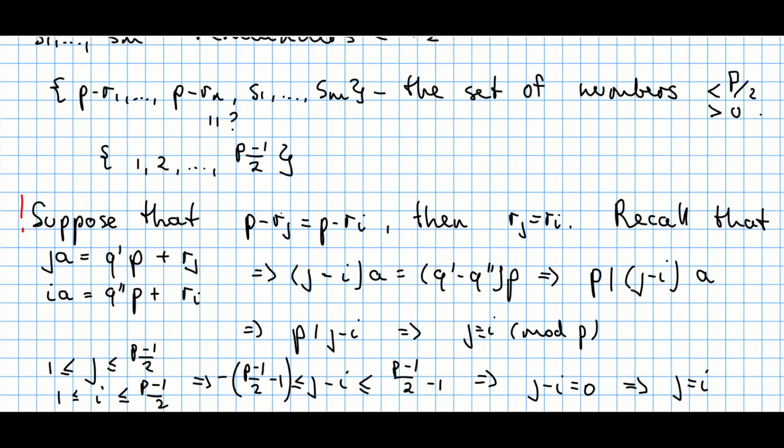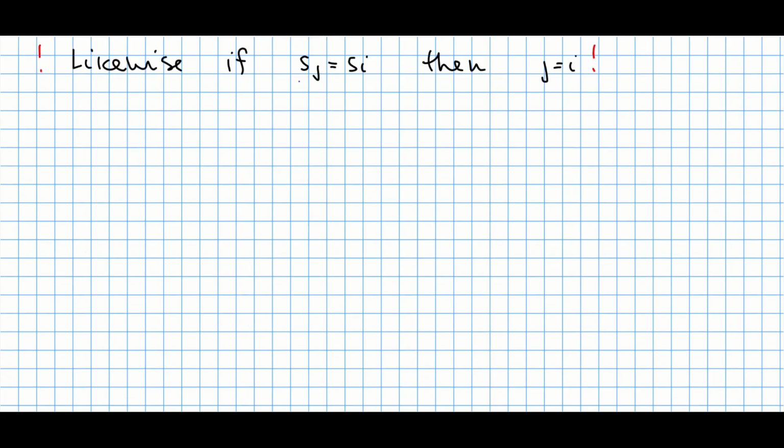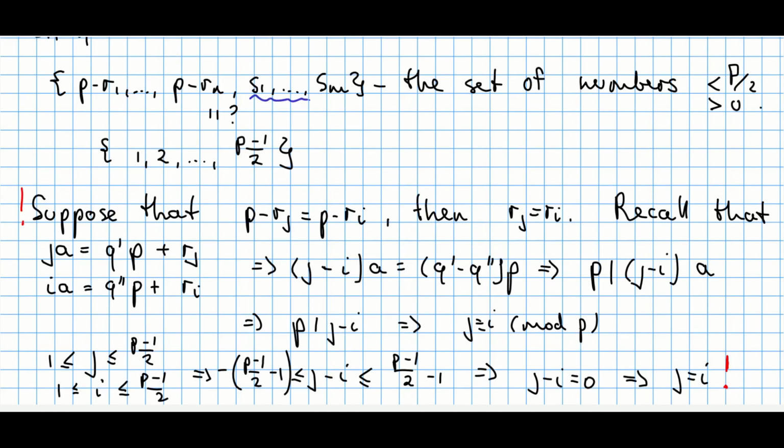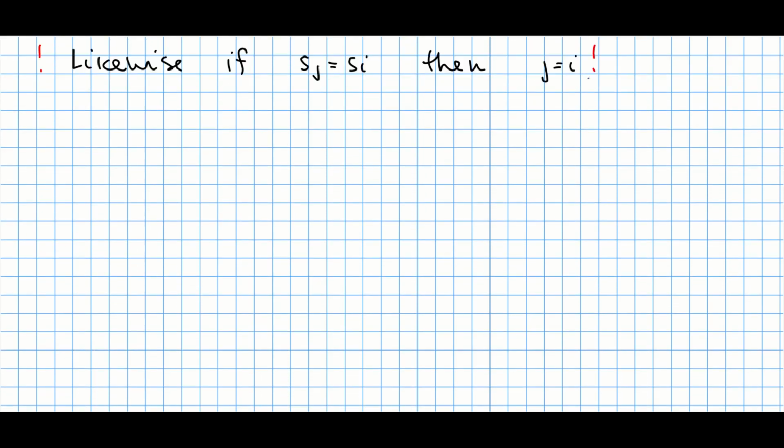So it means that we took remainders with different indices and we get those indices must be the same. So it means that with different indices, we get different remainders. Thus, elements p minus rj and p minus ri are not equal. So if you take any two numbers from this part of the list, those are different numbers. Similarly, if you take any two elements sj, si, so I mean I take any two elements from this part of the set, then you can prove in the same way that those indices must be equal. So if we have different indices, then remainders have to be different as well.